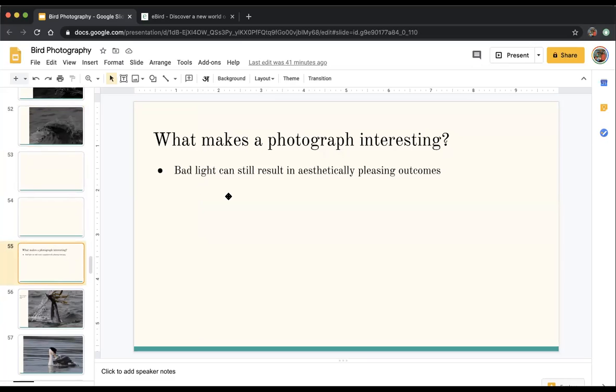So bad light can still result in aesthetically pleasing outcomes. I mean, it's just what you do with it.